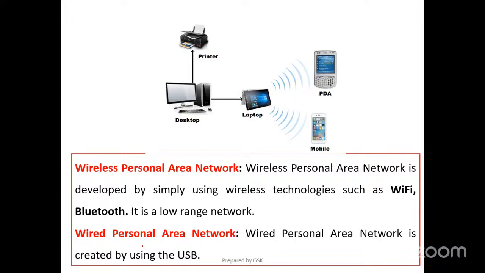Then, wired personal area network. For example, if you want to use any printer with the help of a USB cable, you have a system, and with the help of the system you can connect your printer with a USB cable and take the printouts. So here, the network is created between your desktop or laptop and the printer. This is called wired PAN, wired personal area network. So when you establish wired PAN, now you can take the printouts.